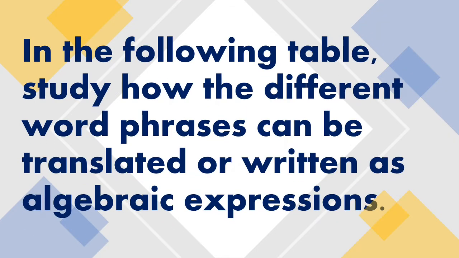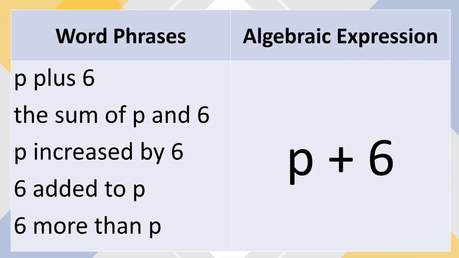In the following table, study how the different word phrases can be translated or written as algebraic expressions. So our word phrases are p plus 6, the sum of p and 6, p increased by 6, 6 added to p, and 6 more than p. The algebraic expression for those word phrases is p plus 6.